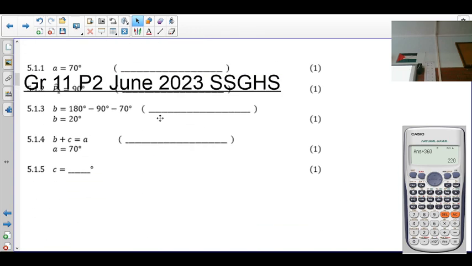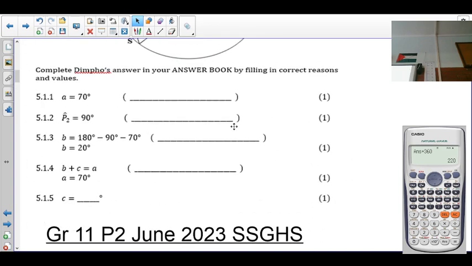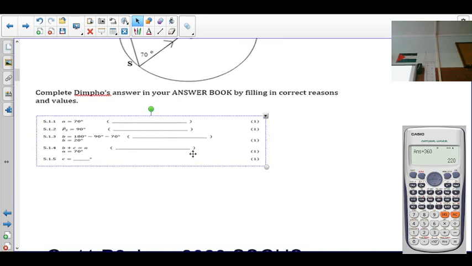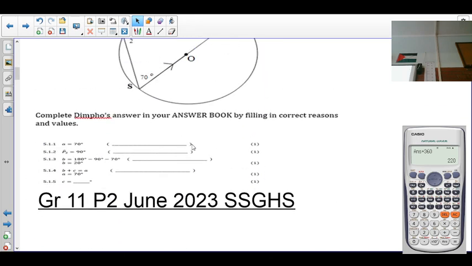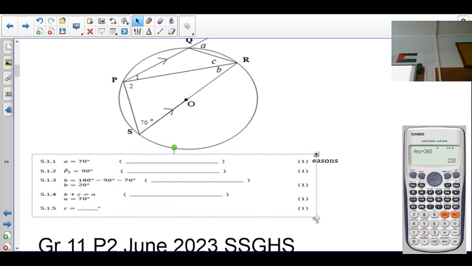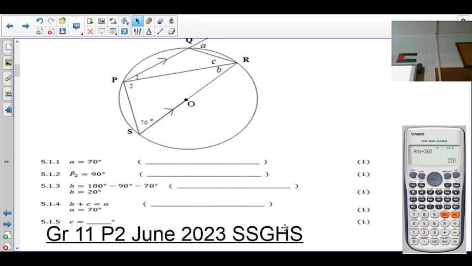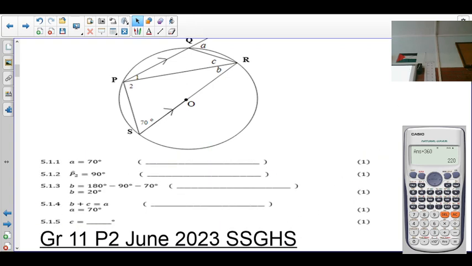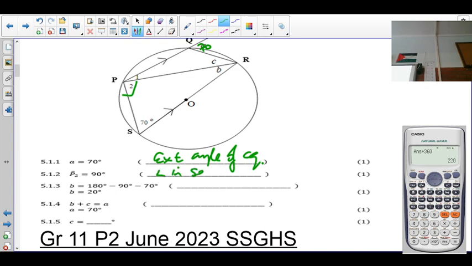Right, let's get this here. Probably would need much more space than this. Let's pull this up. Right. So angle A is equal to 70. Why is angle A equal to 70? Exterior angle of a cyclic quad. P2 is going to be 90 degrees. Why? The angle in a semicircle.